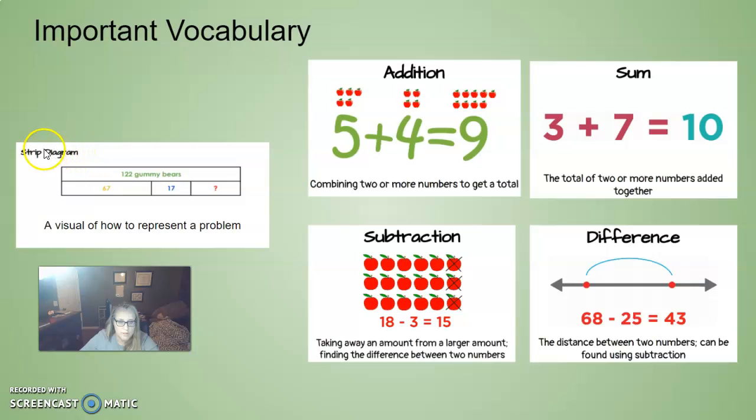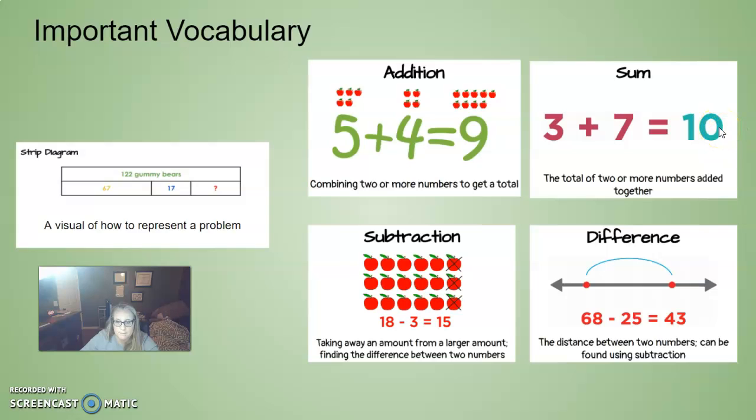Our first one we're going to look at is a strip diagram. A strip diagram is a visual of how to represent a problem. The next word we have is addition. Addition is when you combine two or more numbers to get a total. The next one is sum. Sum is the total of two or more numbers that are added together. So for this one, 7 plus 3 was 10.